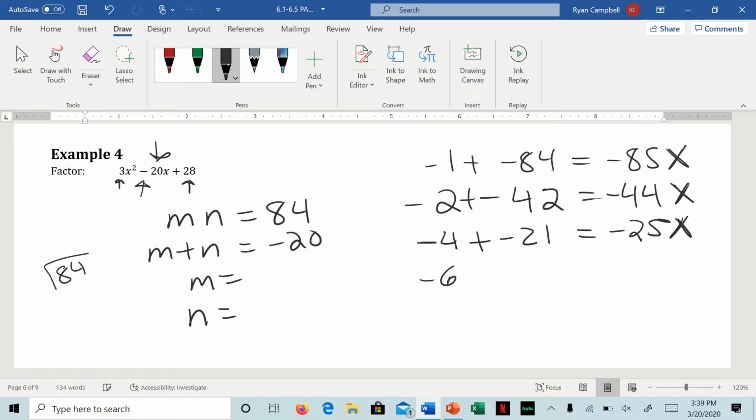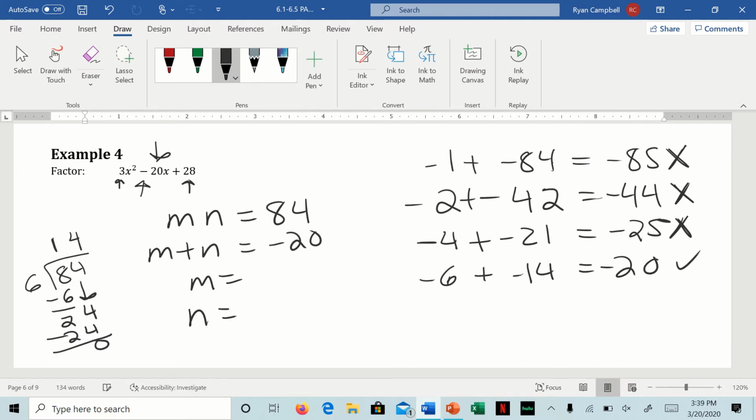-6? Maybe. So let's try it. So 84 divided by 6. So 6 goes into 8 one time. Multiply, subtract. So we get 2. Bring down the 4. 6 goes into 24 4 times. Multiply, subtract. All right, so 14. When we add those two together, we get -20.